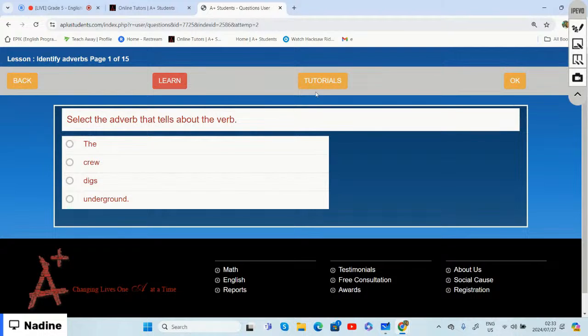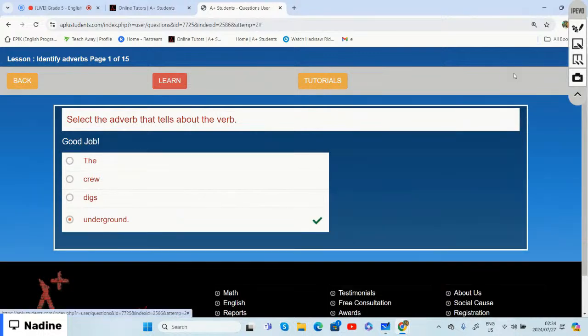All right, so we can then say our adverb within the sentence is underground. Yes, underground, because it tells us where they are digging. So well done. Underground is correct.